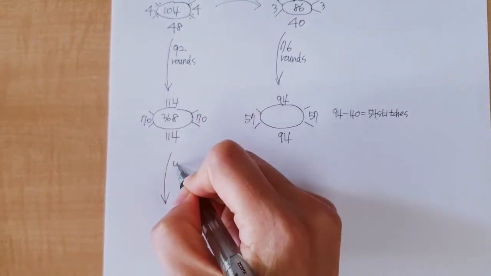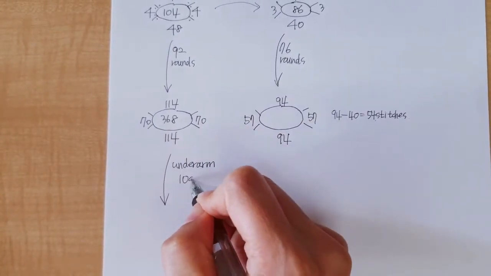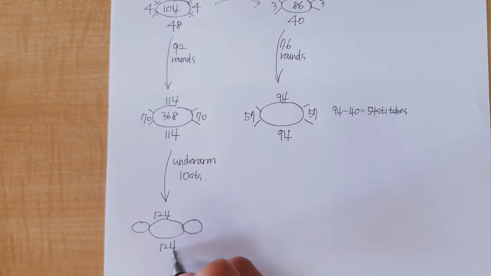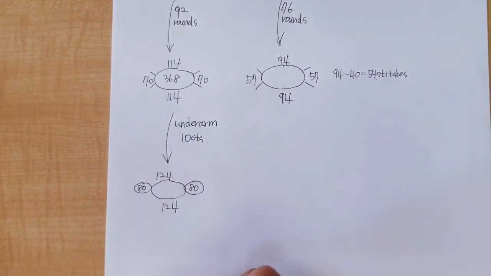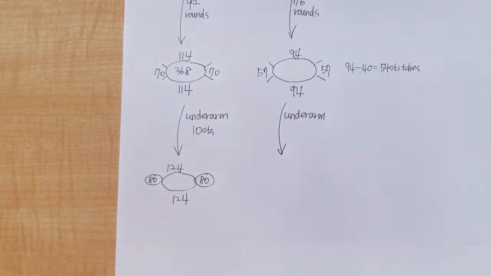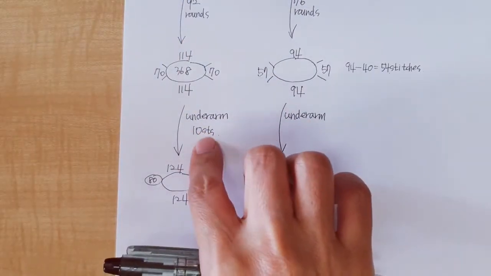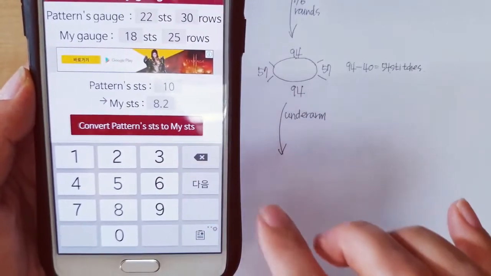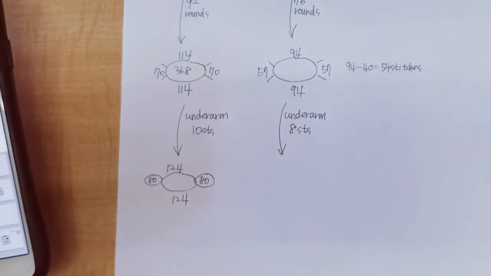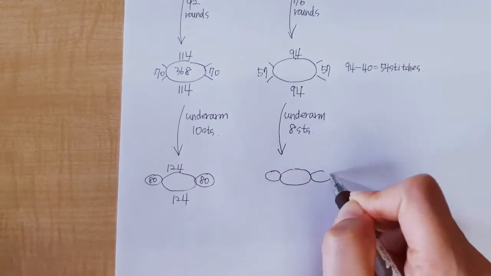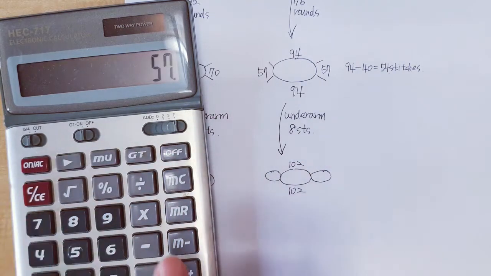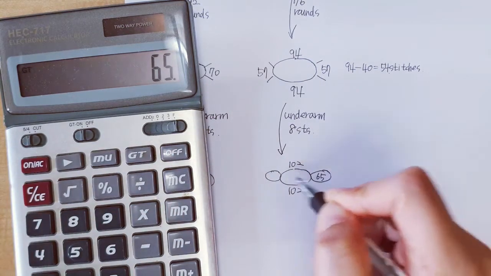In the pattern, I made 10 stitches cast on for underarm when dividing sleeves and body. The back and front are 124 and the sleeves are 80. Enter underarm stitches 10. The calculator says 8.2. Then I changed 8 stitches. So 102 stitches for the front and back and 65 stitches for the sleeves.